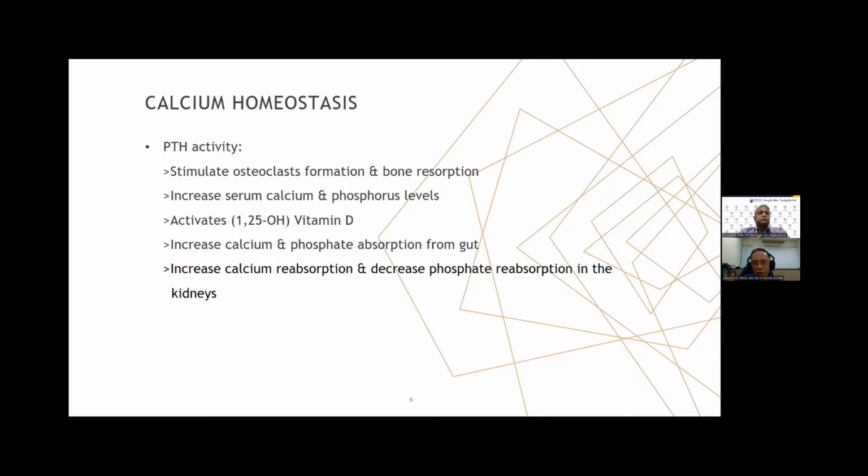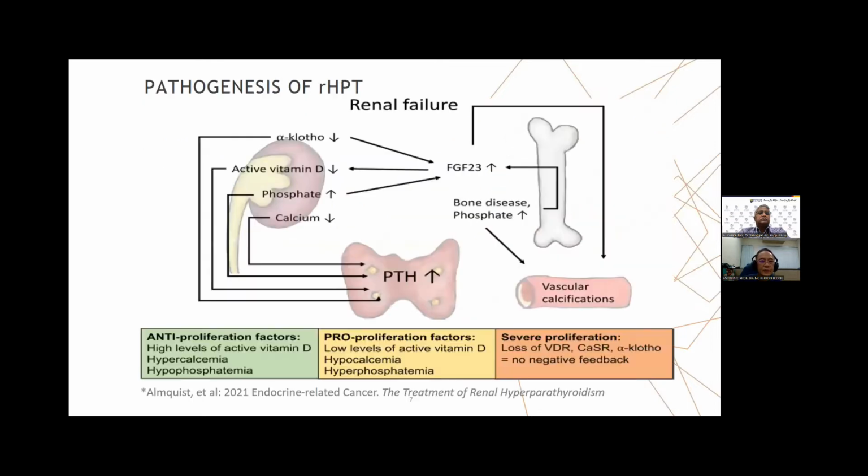When there is an overproduction of PTH, calcium homeostasis is disrupted, and that is the cause of all the signs and symptoms of renal hyperparathyroidism. This is a schematic showing the pathogenesis of renal hyperparathyroidism. On the left side, you can see the anti-proliferation factors. In renal failure, you get decreased vitamin D, increased phosphate, and decreased calcium, and all these drive the overproduction of PTH. The decrease in vitamin D and increase in phosphate will increase the production of fibroblast growth factor 23, which I shall talk about in a minute. All these will cause vascular calcifications.